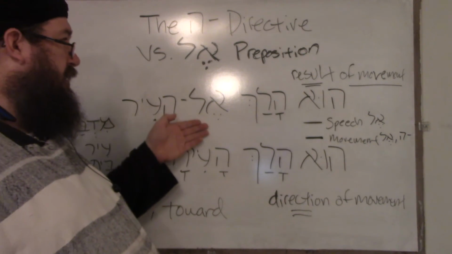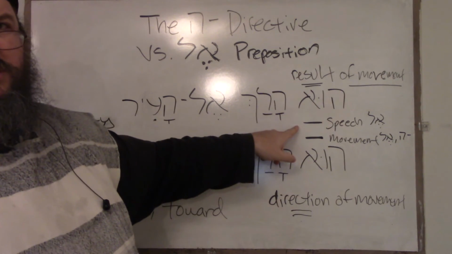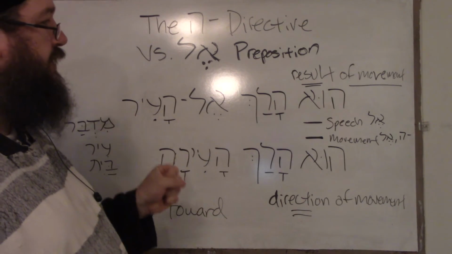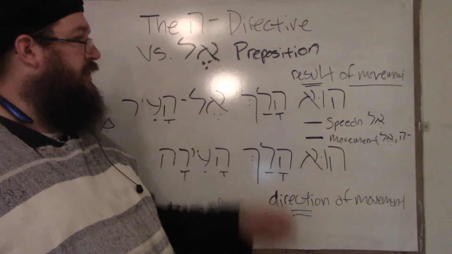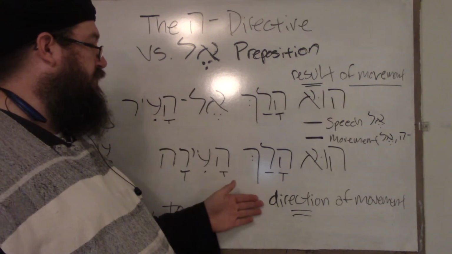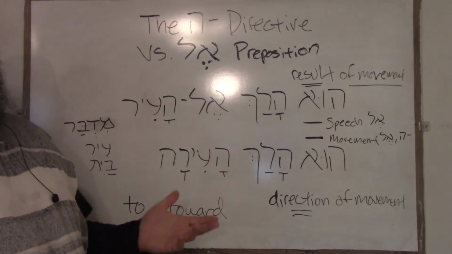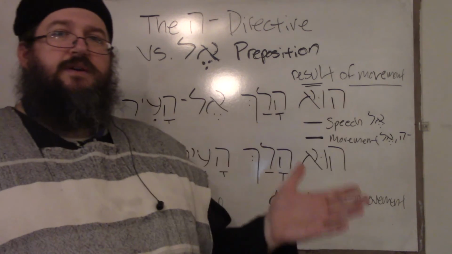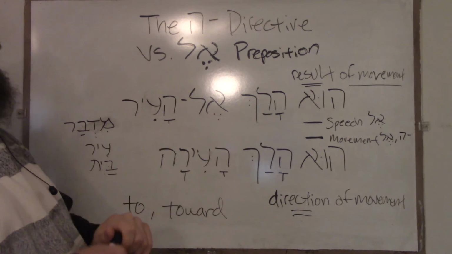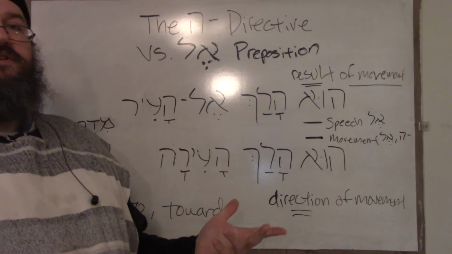So go ahead and remember this again. El is going to express both result and direction only with verbs of speech. When we're dealing with movement, we're always going to find that el expresses the result, and the hey directive is used when we're dealing with direction. That should make everything make sense to you as you begin to realize how you utilize the hey directive versus the el preposition, and the importance of it.